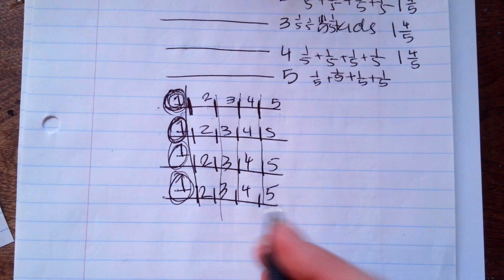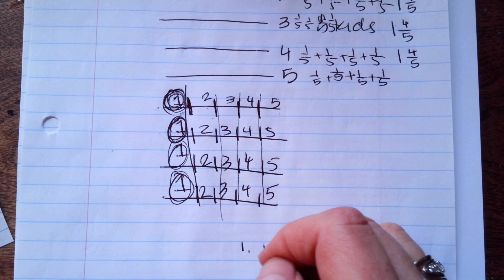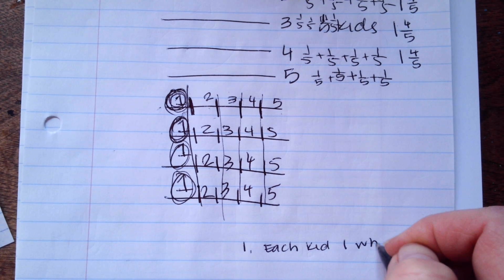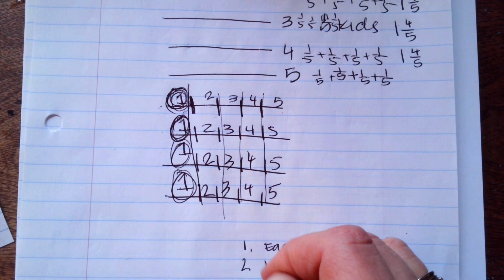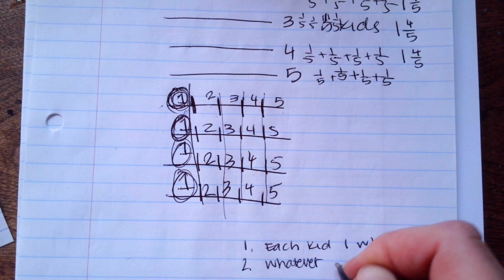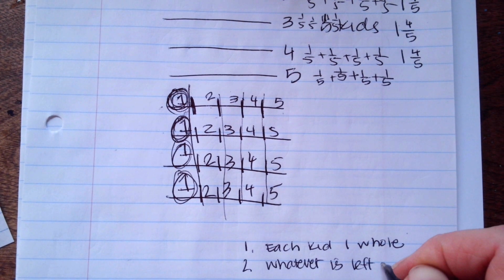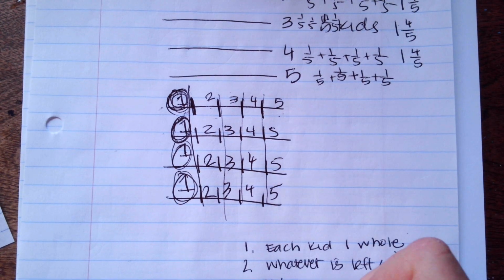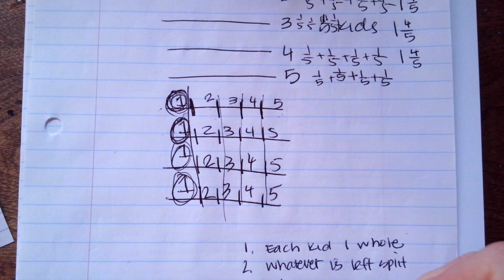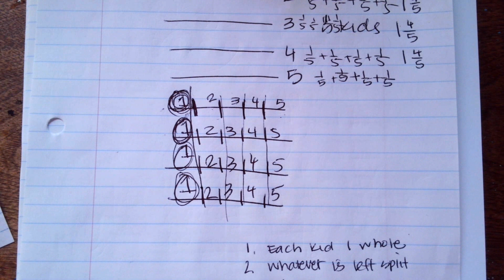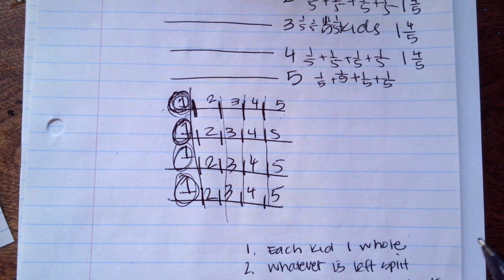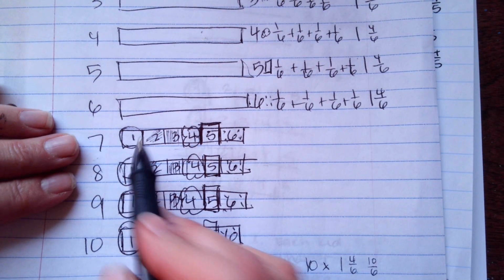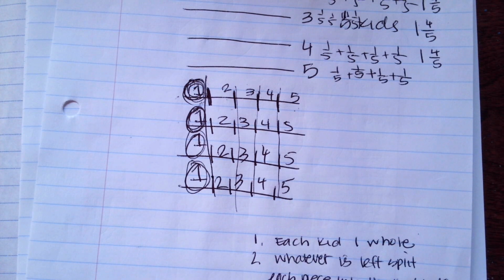So yeah, first step, divvy each kid 1 whole, and then number 2, whatever's left, you will split each of these pieces into the number of kids. So in our first example, it was 6 kids, so we divided this space into 6. And in this case, there were only 5 kids.